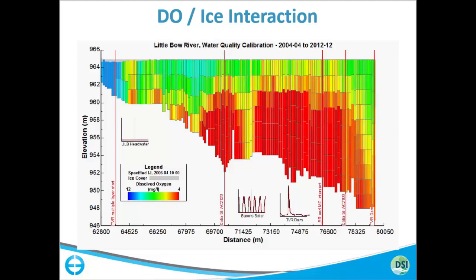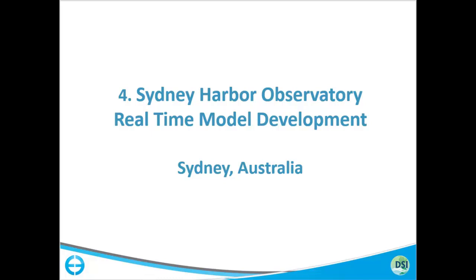So this is a nice interaction to see how the system would behave with ice on top, because ice on top would limit your reaeration. But when there is no ice on the top, you would see reaeration coming from the top and then mixing to the bottom layers. So that's what I wanted to show in Little Bow.